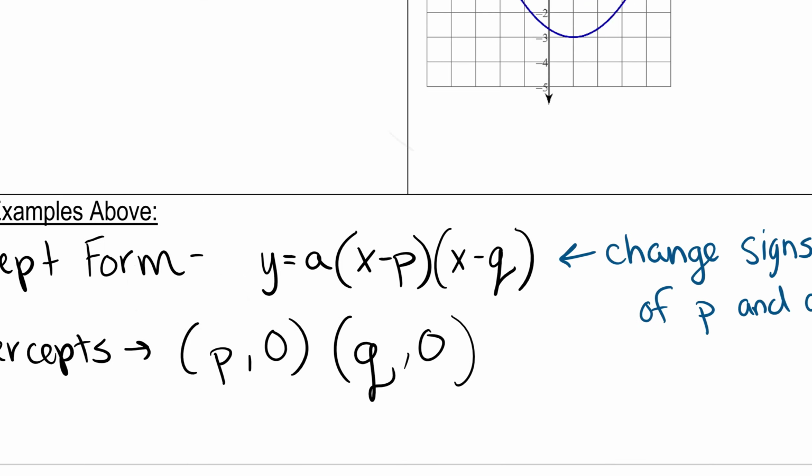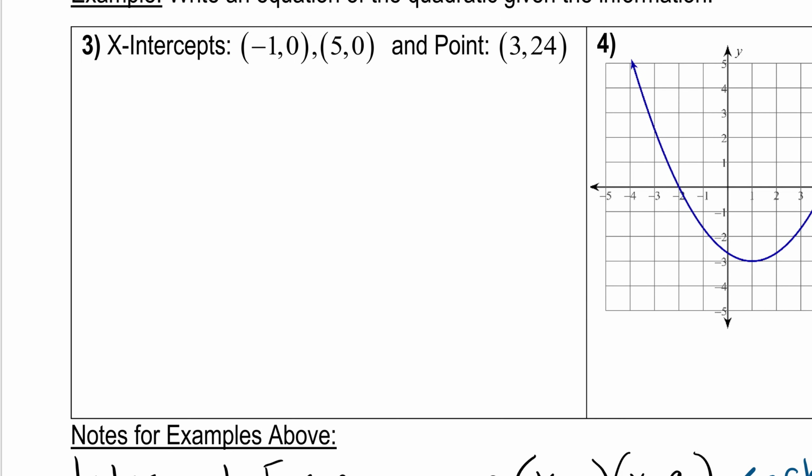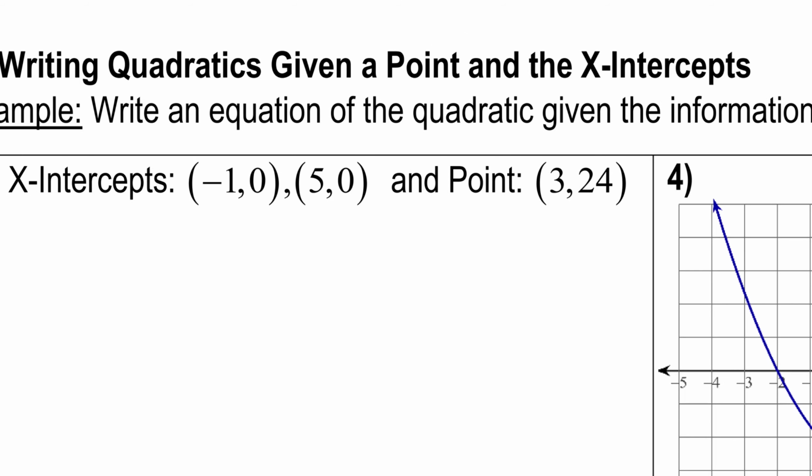Alright, so that's all we're going to be doing on here. And again, it's kind of the same thing. We're plugging in our p and q, we're plugging in our point, and we're solving for a. So all of these are just solving for a. So if you want to label these, my x-intercepts are (p, 0) and (q, 0). Well, actually, I don't even need the 0. I just need p and q, and then my point is x and y. Alright, so I have p, q, x, and y.